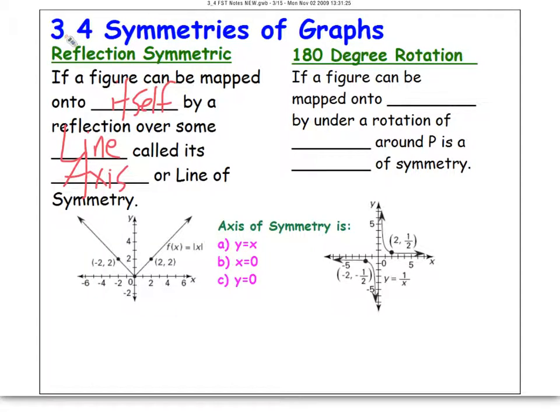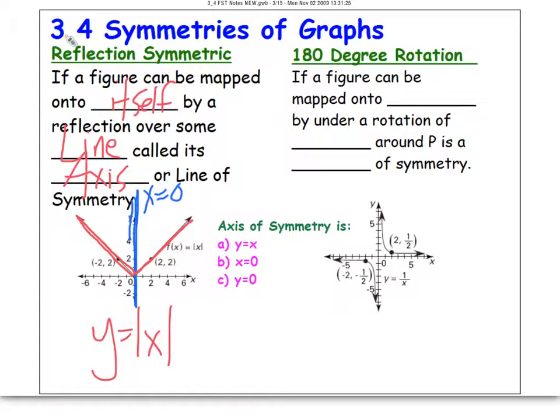So if we look at something here that we're used to seeing in math class, this is an absolute value graph, so it's y equals the absolute value of x. This does have a line of symmetry. And if you cut right down here in the middle on the y-axis, which is the equation x equals 0, we can see that if we take this side of the graph and flip it to the other, we get this side, which gives us the original graph. So it has reflective symmetry over the line x equals 0.